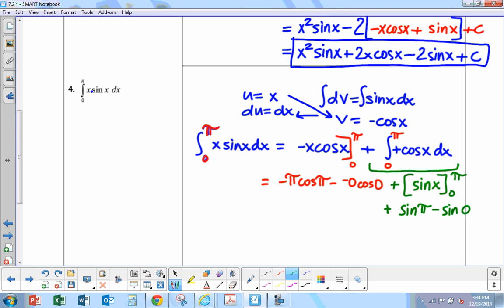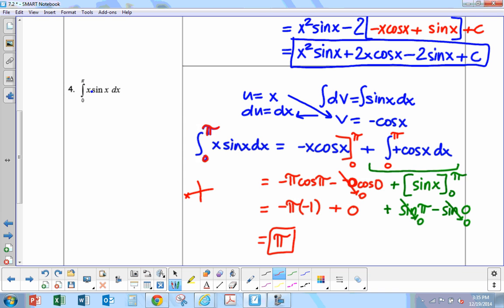Okay, so as I go through, I am left with negative pi times cosine at pi, which is negative 1. And then plus 0, because this zeroes the whole thing out. Even though cosine of 0 is 1, 1 times the 0 that I see in front there zeroes that out. Sine of pi is 0, and sine of 0 is 0. So those pieces don't end up contributing. So the only thing that I'm left with once I clean up is pi.